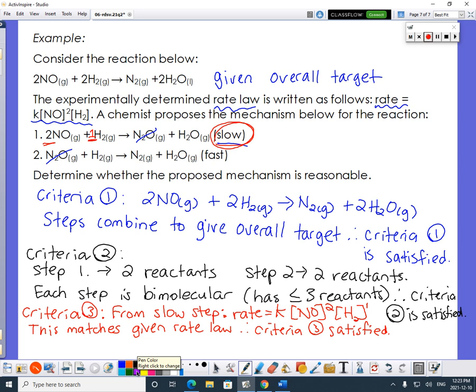This also sort of emphasizes the whole idea behind a mechanism. Why doesn't the rate law match the overall target? Because the target equation occurs as a series of steps. Okay? So if all 3 criteria are satisfied, is the mechanism reasonable? Yes, and write a sentence. Yes, but go through them all so you get full marks.